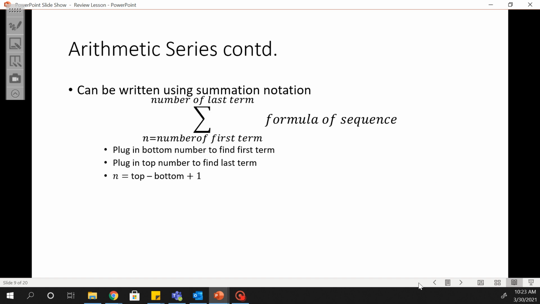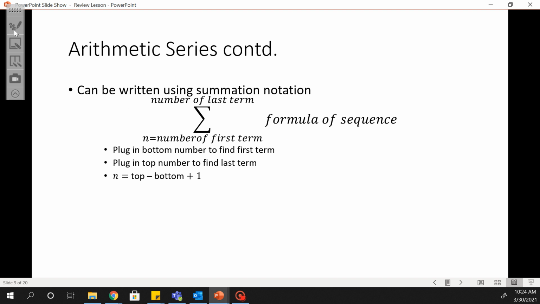Now you may also see an arithmetic series written using summation notation. Summation notation uses the uppercase epsilon Greek letter. And the way that it's read is the E tells you it's a series that is added together. The n tells you the number of the first term, so n equals some number. So if that's 1, that would be the actual first term. But if that's something else, that would be the first term that you're using. The top would have the number of the last term, and then the actual formula will be written after that. That will probably be in standard form.